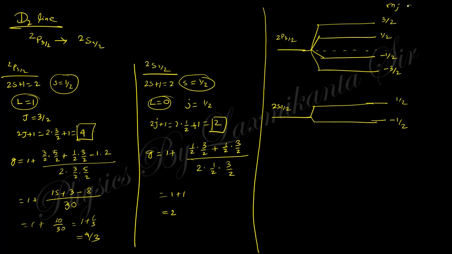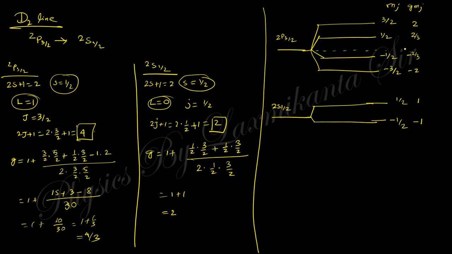So what is the value of g into mj? Here the g value is 4 third. If you multiply 4 third into 3 by 2, that is 2. If you multiply 4 third into half, that is 2 third. And this is minus 2 third, minus 2. Similarly, for half, with g equal to 2, you get 1 and minus 1.